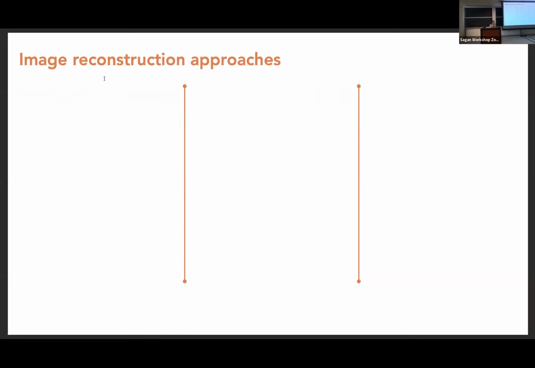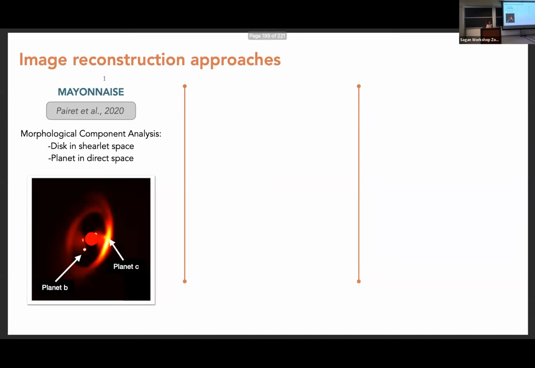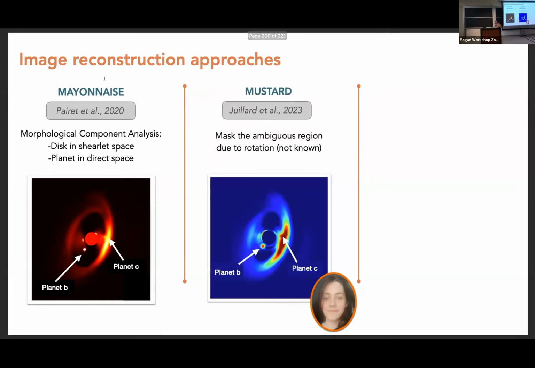Okay. But there are more fancy things. So one is the mayonnaise algorithm. We got lots of good feedback about the name. People really got crazy about it on Twitter. I'm not on Twitter anymore, which is good. So it's based on a morphological component analysis, which means that you consider two spaces, one space with the disk that we describe here as a linear combination of shearlets. So it's a bit like a Fourier transform, but a bit different. And the planet is a point, so we decided to work on it in pixel space. So you can see planet B and planet C. But Mustard does much better.